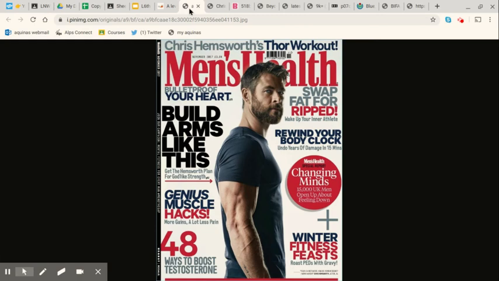What we tend to have as well on these kinds of magazines are numbers. So we'll see undo years of damage in 15 minutes. So a quick fix there. 15,000 UK men open up about feeling down. So we have unusually here features to do with mental health as well as physical health. And then down there, we have 48 ways to boost testosterone. So if we look at our Z line, we see Chris Hemsworth's Thor workout. We draw a diagonal line from the top right of the page down to the bottom left. We see 48 ways to boost testosterone and swap fat for ripped.